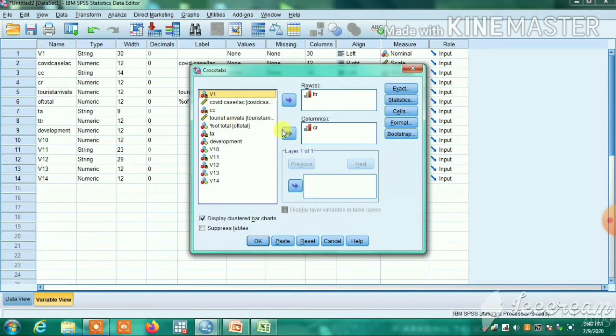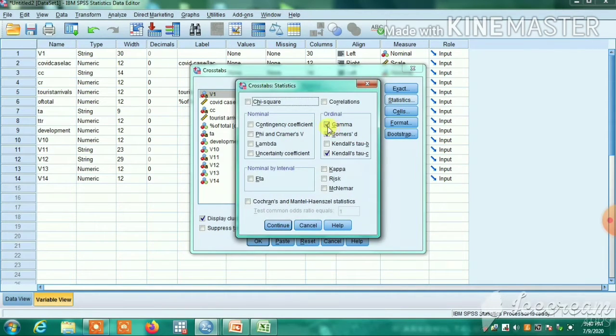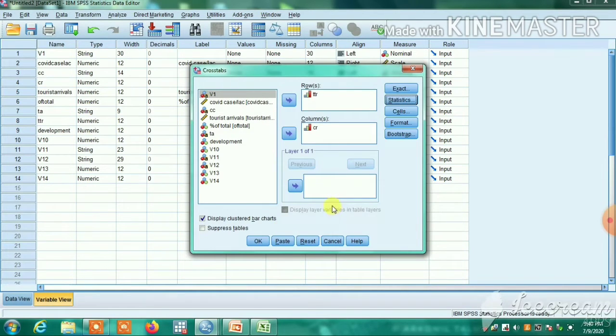Now our task is to go to Analyze, go to Descriptive Statistics, and then go to Crosstabs. In the Crosstabs you have to put the dependent variable, that is COVID case, in the column cell, and the independent variable, that is tourist arrival, in the row cell. Then put the statistics and indicate gamma, Somers' D, Kendall's tau-c, etc. Then Continue and OK.